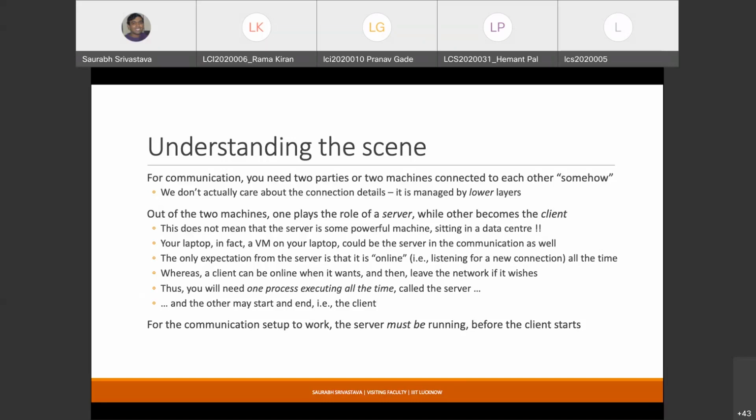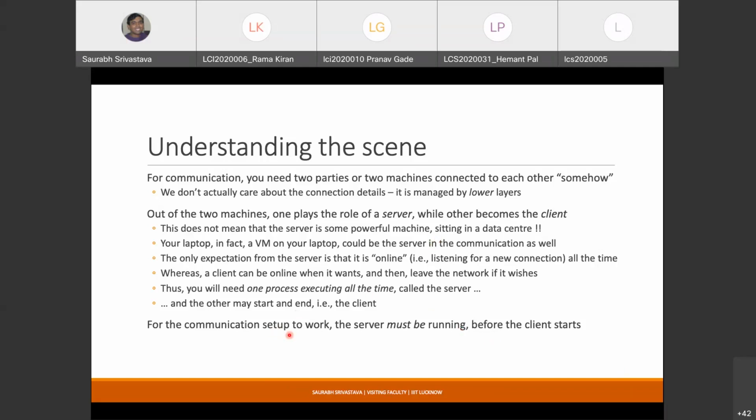Okay, so there are no compulsions on the client process to be on all the time, but there is a kind of compulsion on the server process to be on all the time. So that is the only difference between server and the client. But once the communication setup has been made, then it doesn't matter, right? It doesn't matter who is the client and who is the server. Both can send and receive data.